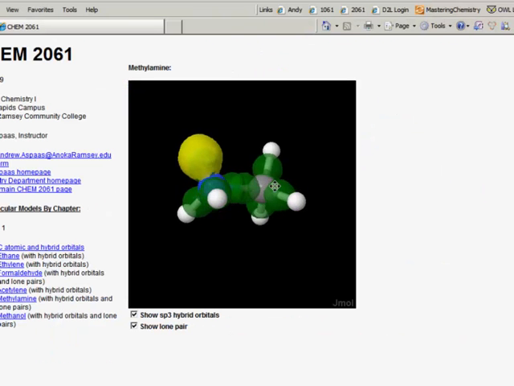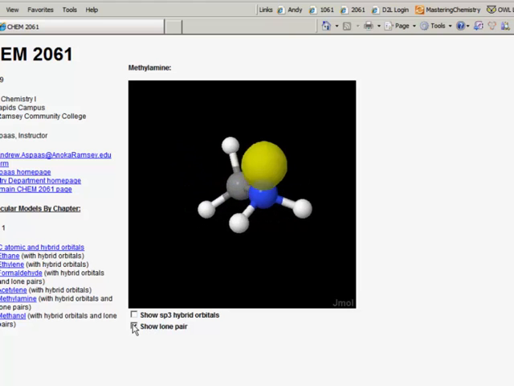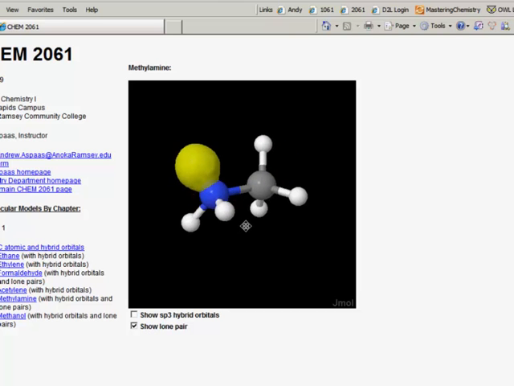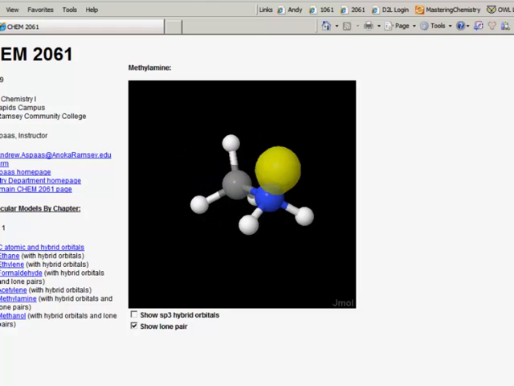Go back to my 3D model here. I'll take the hybrid orbitals away. Let's leave the lone pair there, though. The nitrogen, you can see it just like that. It looks like a pyramid if we count those bonds. The lone pair of electrons is what's pushing those bonds down out of the plane.